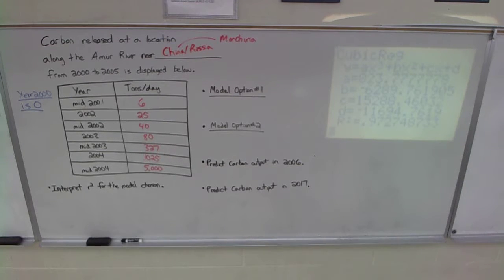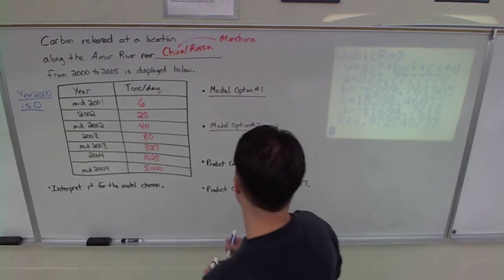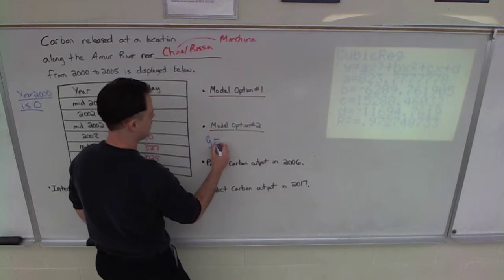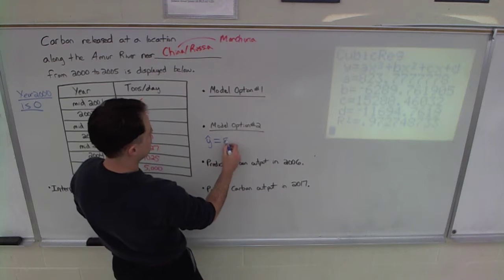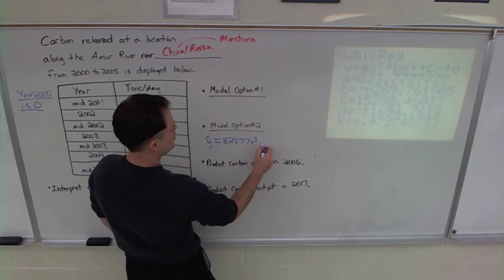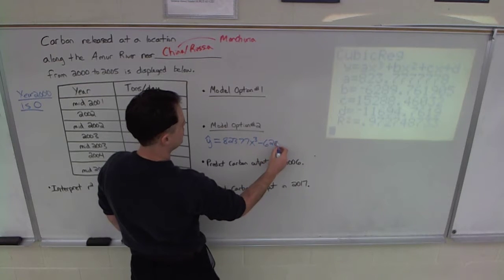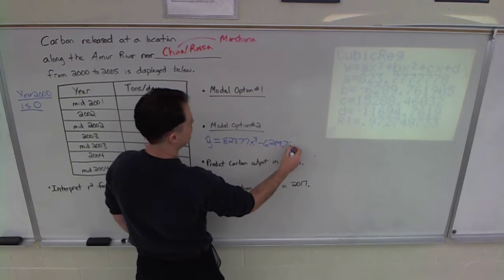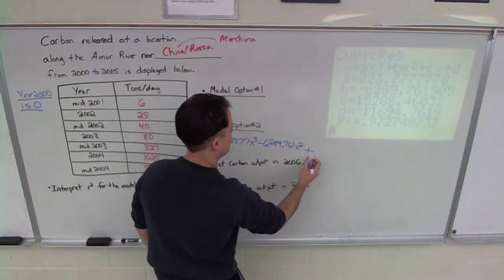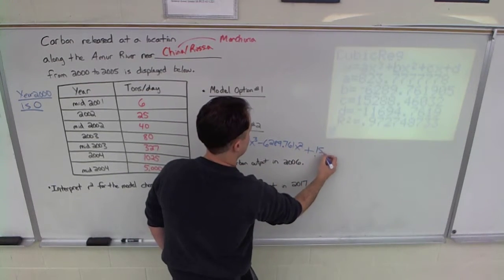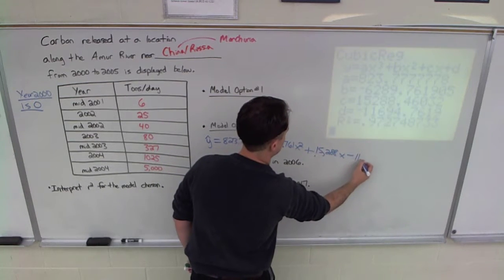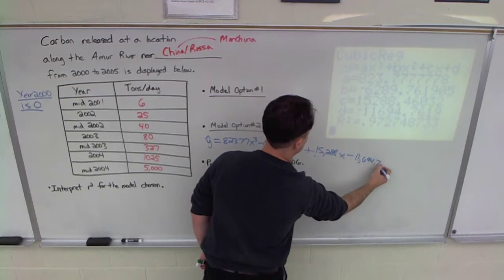Whoa, that's a big, long model. So here we go. I'm going to write it out. I'm going to put that down here so I have space. So one of my model options is y hat equals 823.77 x cubed minus 6289.761 x squared plus 15288x minus 11694.76.